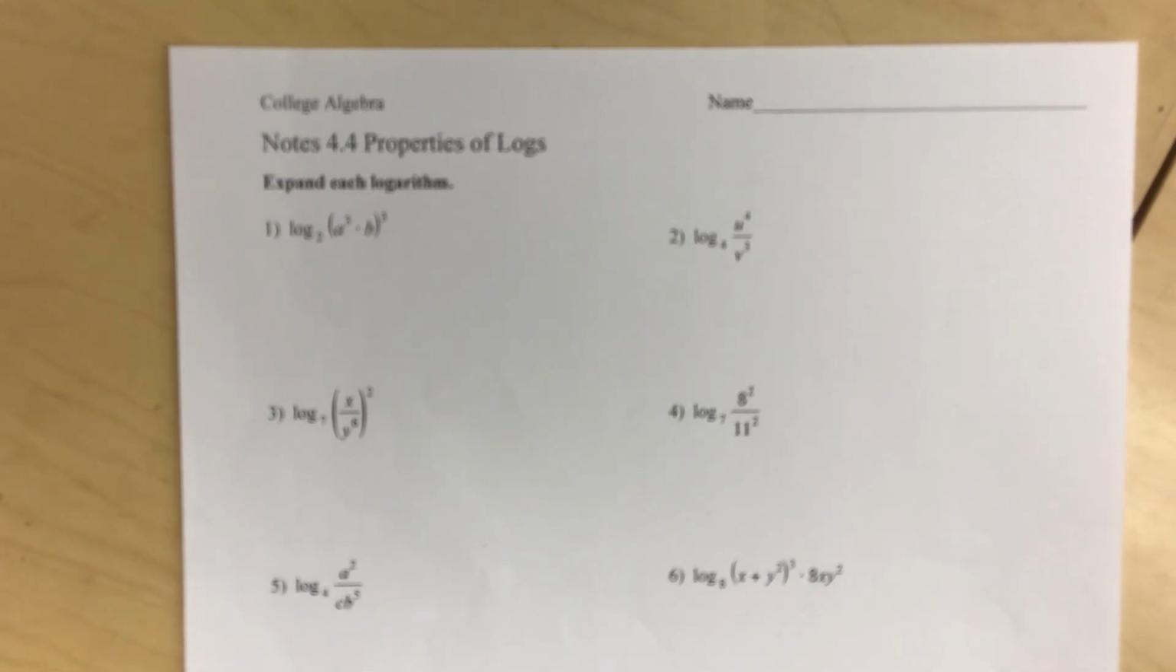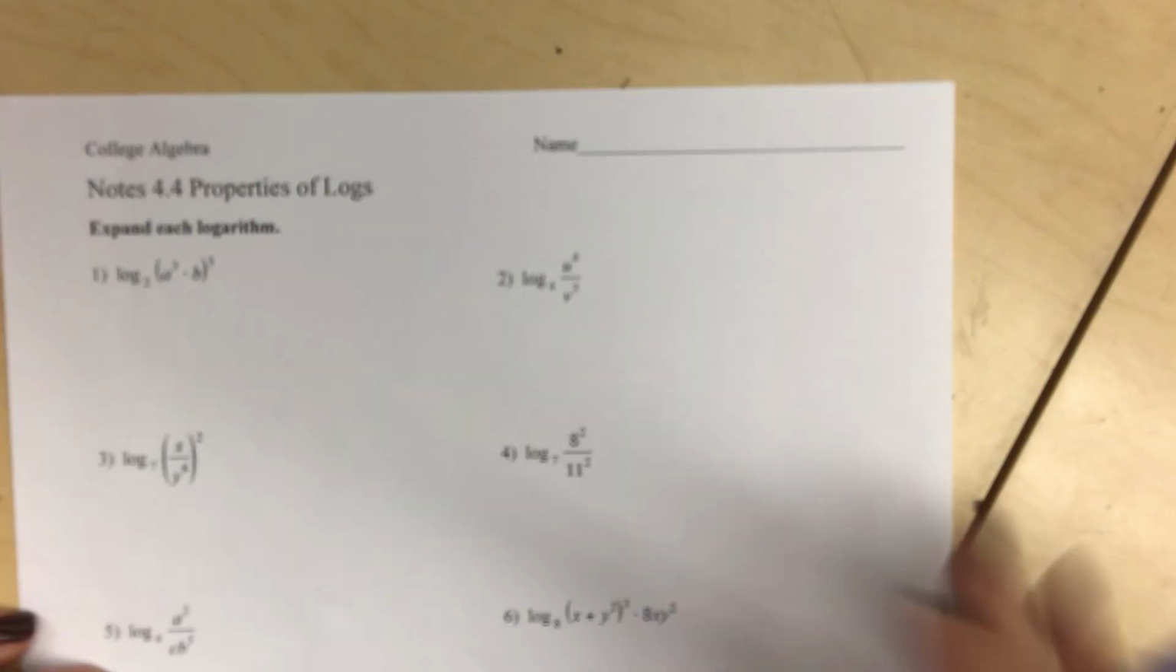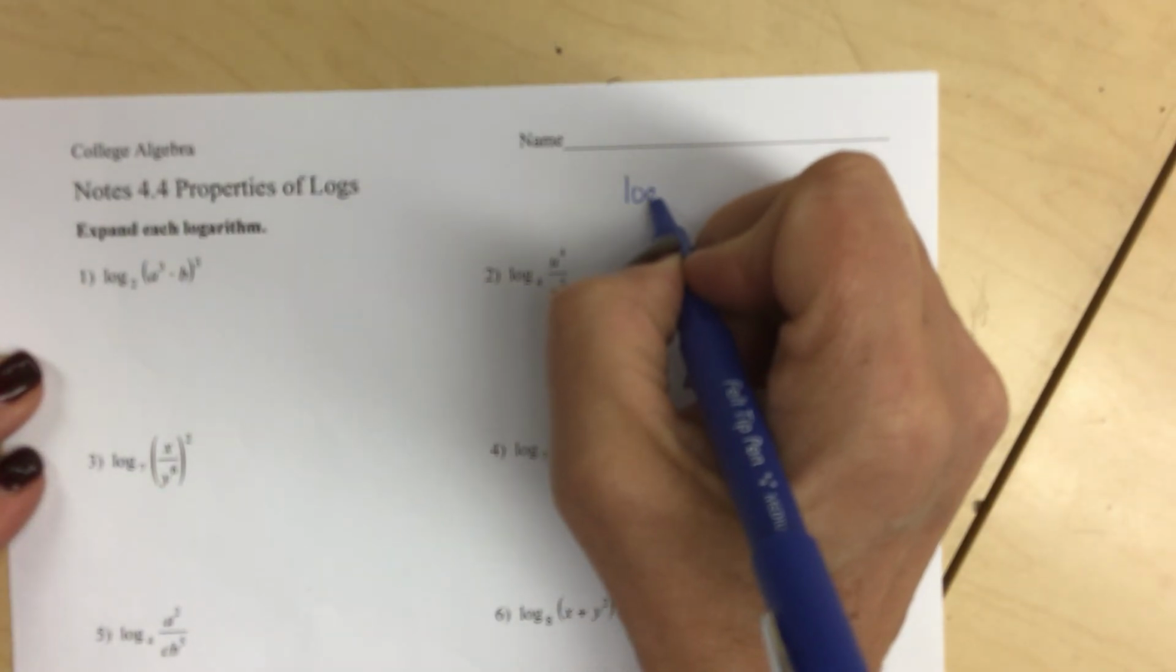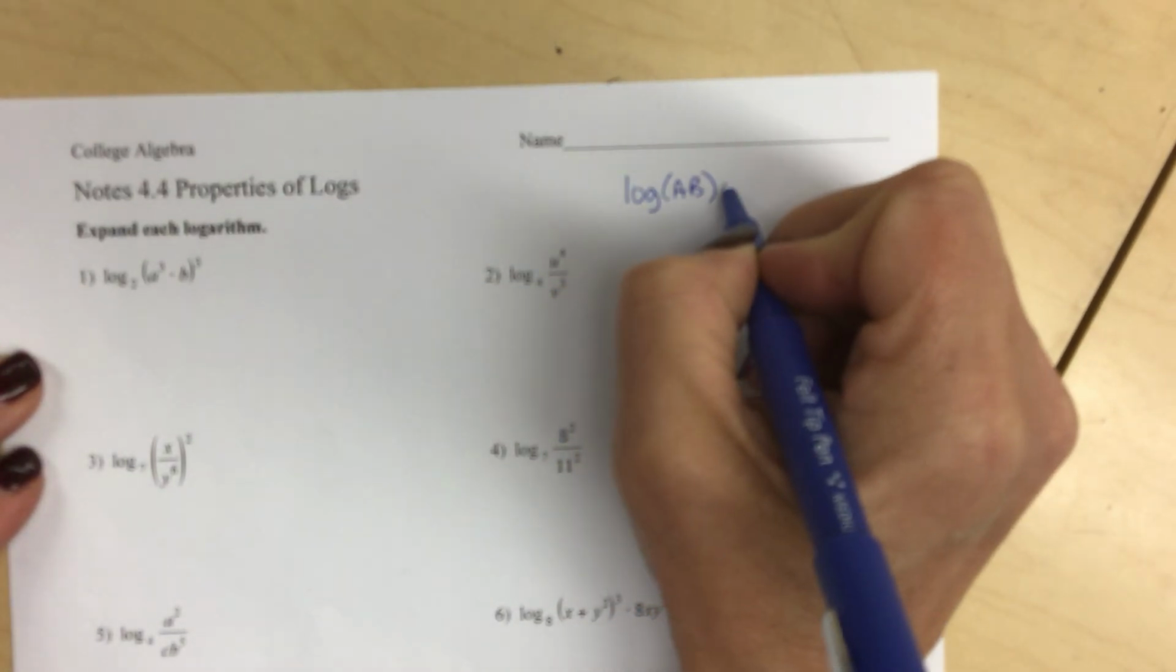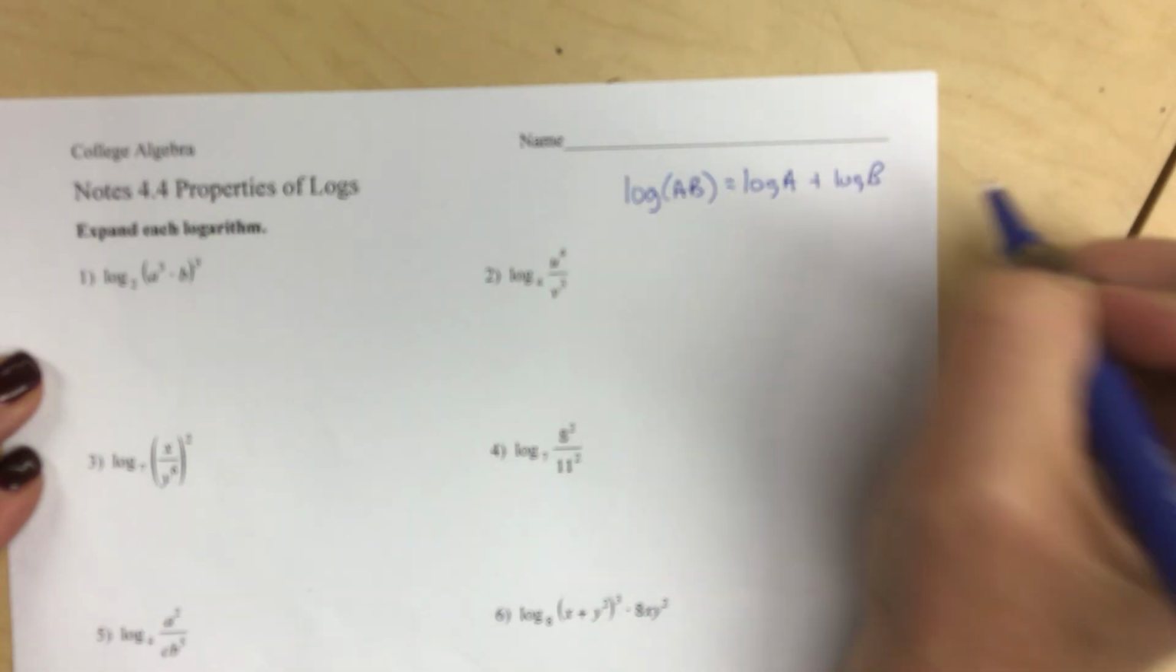Okay, in this video, I'm going to show you how to use the 3 rules to expand and contract logarithms. So remember, the 3 rules are: if you have log of a times b, that's equal to the log of a plus the log of b.